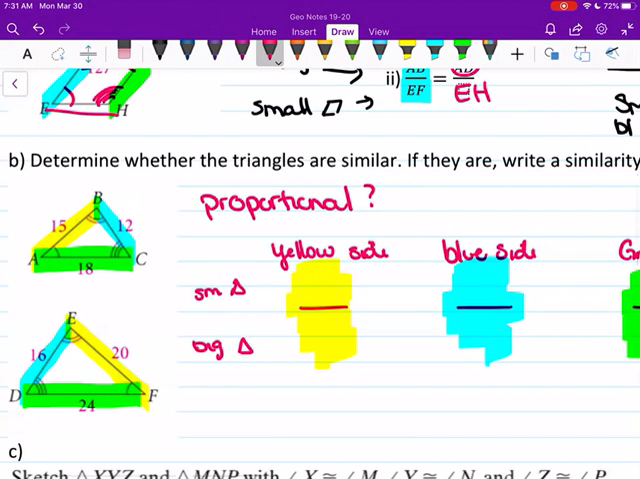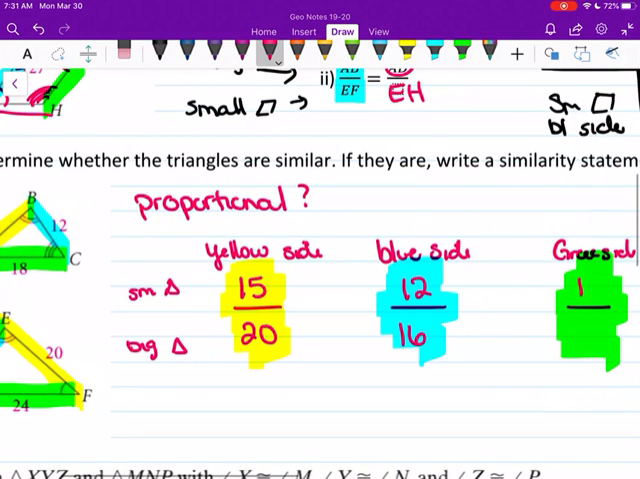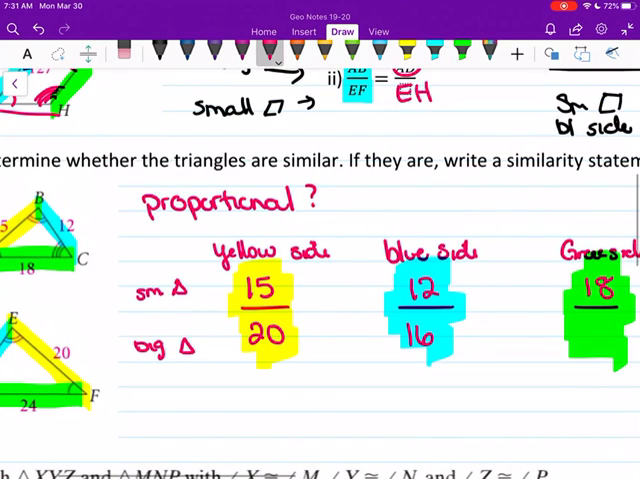On my yellow side of the small triangle, I have 15, and on the big triangle, the yellow side is 20. On the small triangle, the blue side is 12, and the big triangle, the blue side is 16. On the small triangle, the green side is 18, and on the big triangle, the green side is 24. So now my goal is to see, are these equal? That's the question. And if they're equal, then yes, they are similar.